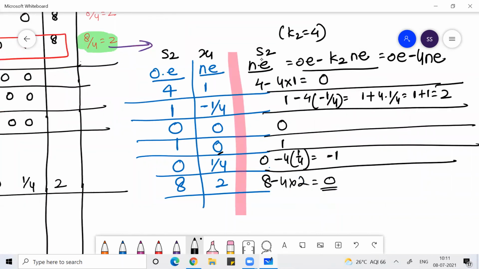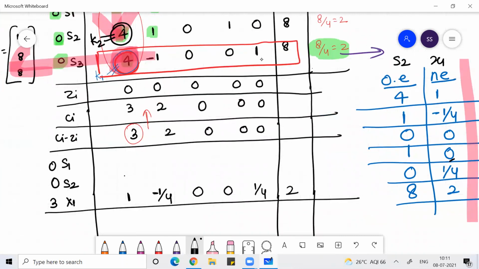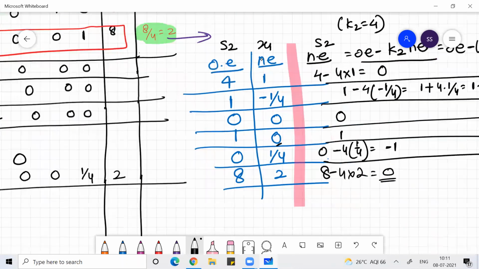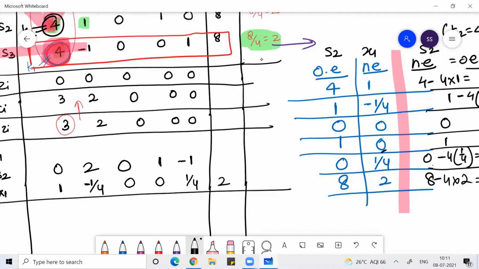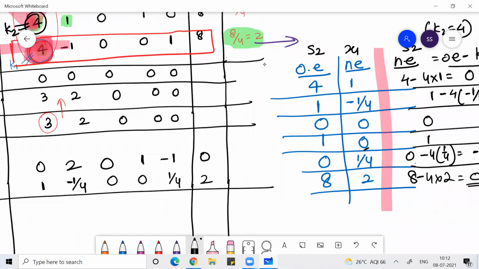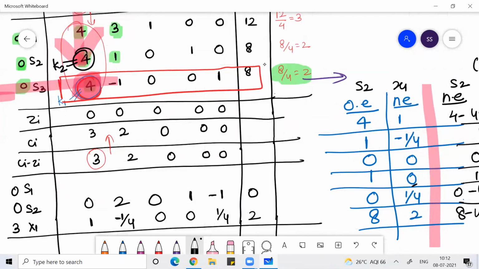Clear? Now write down this value: 0, 2, 0, 1, minus 1, 0. Reshma, it is correct only.